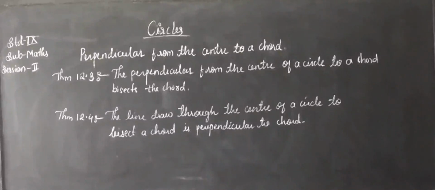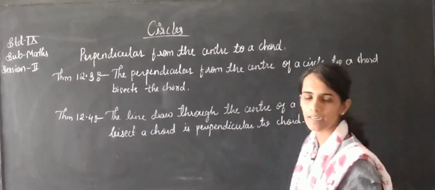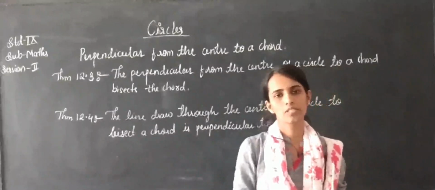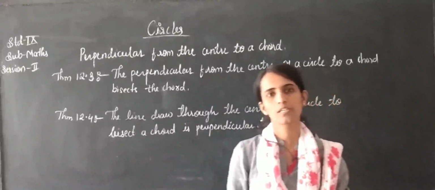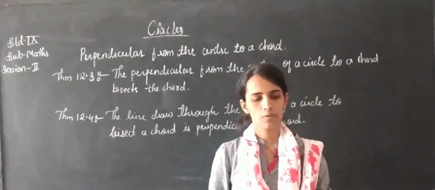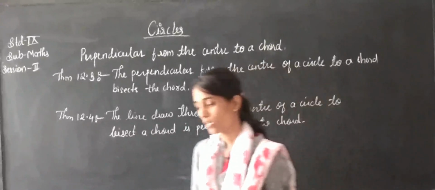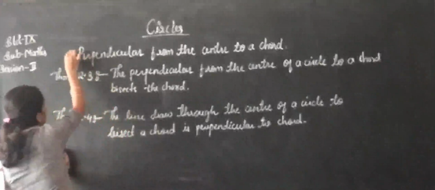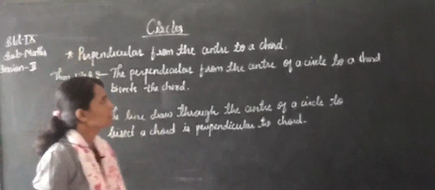Hello dear students, we have already started the circle topic. In that, we studied some examples, theorems, and basic things of the circle. Today we are going to study some more theorems and some more examples on the circle. Today we are going to study the perpendicular from the center to the chord.